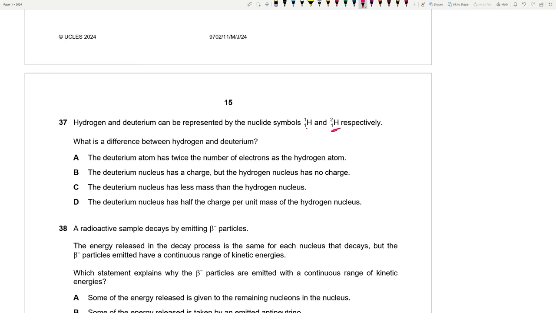So let's check that. The deuterium atom has twice the number of electrons. Wrong. They have the same number of electrons, which is 1. The deuterium nucleus has a charge, but the hydrogen nucleus has none. Wrong. Both have a charge of +1. The deuterium nucleus has less mass. Wrong. It has more mass. The deuterium nucleus has half the charge per unit mass. This is true because this one's charge per unit mass is 1 by 1 and this one's charge per unit mass is 1 by 2. So D is the correct answer.